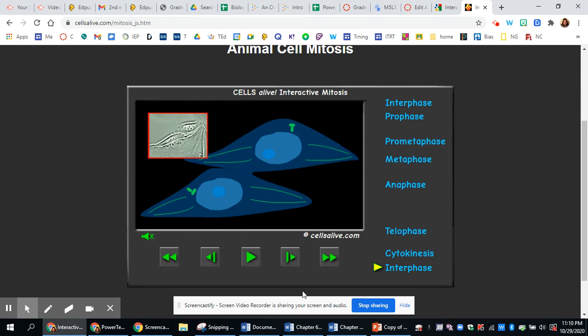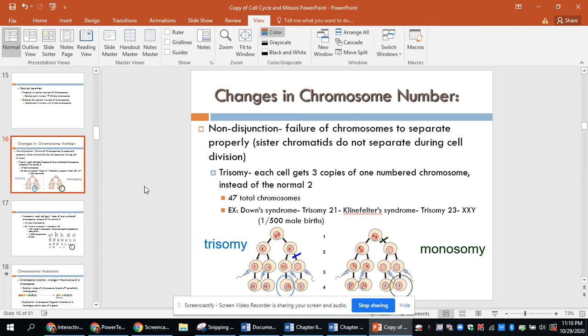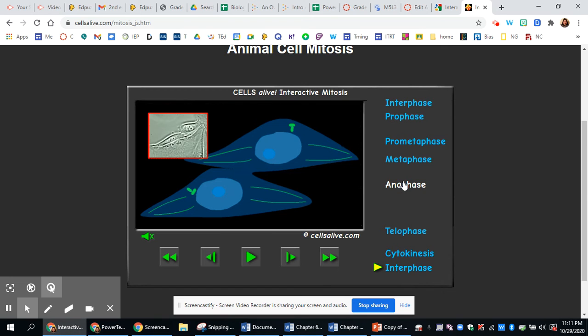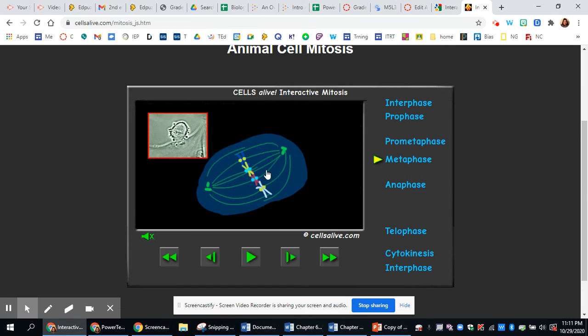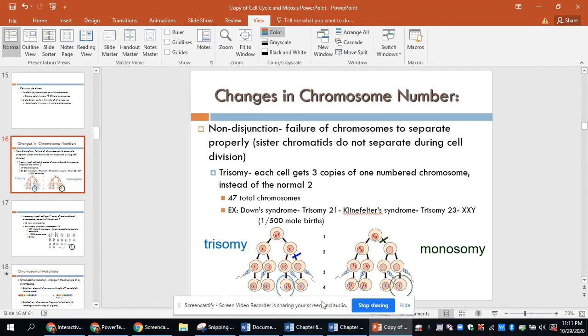And I want to talk about what could possibly go wrong during this. And there's so many different things. But one of the things that could happen is something that's called non-disjunction. And so we know a junction is where two things meet. Dis would be where they're not meeting, so non-disjunction is where they're not meeting. So during the phase where they're supposed to be pulling apart right here, sometimes something happens and they don't pull apart, one going one way and one going the other. Sometimes both of them go to one end. And when that happens, we call it non-disjunction.